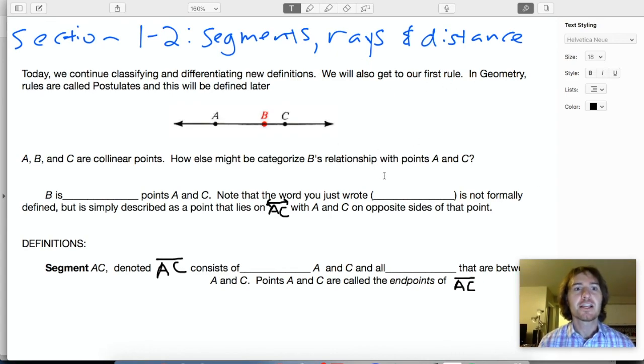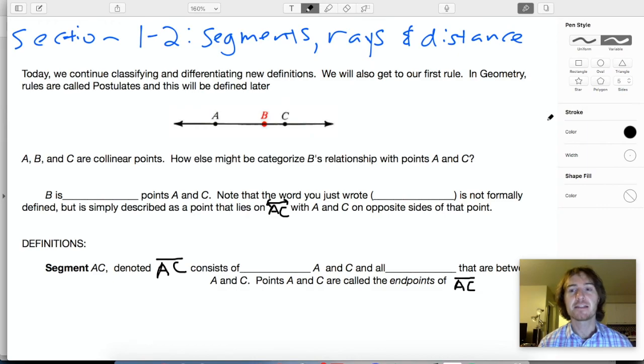Today we're going to continue classifying and differentiating new definitions. We will also get to our first rule. In geometry, rules are called postulates, and that's going to be defined later on. Of course, I know that I've been hammering home the way that geometry is structured. It's different than how you're usually taught in other classes. In geometry, we want to prove facts, and the way we prove facts is through 3 methods. We use definitions, rules, and other facts to defend why something is actually a fact.